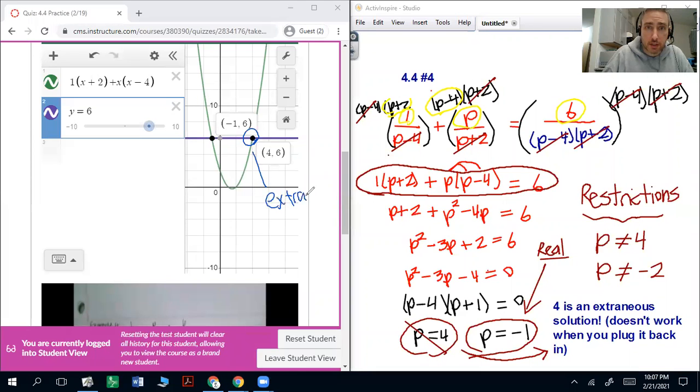And it's extraneous because in the original solution, when you plug that back in, you get 0. 4 minus 4 equals 0. So we don't really want to label that as a real solution. This is a real solution because you don't get 0 when you plug back in. So -1 is going to be fine.